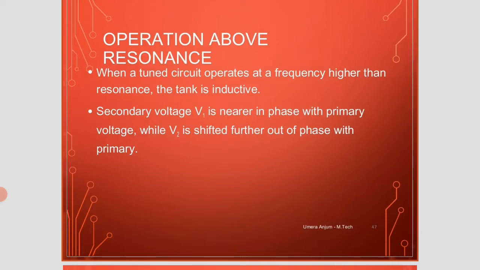The operation above resonance: when a tuned circuit operates at a frequency higher than resonance, the tank is inductive. The secondary voltage V1 is nearer in phase with the primary voltage, while V2 is shifted further out of phase with the primary.